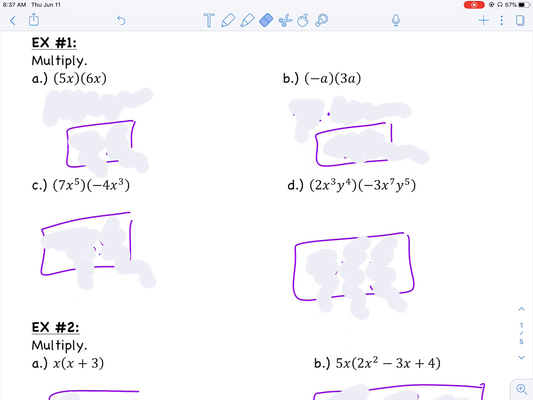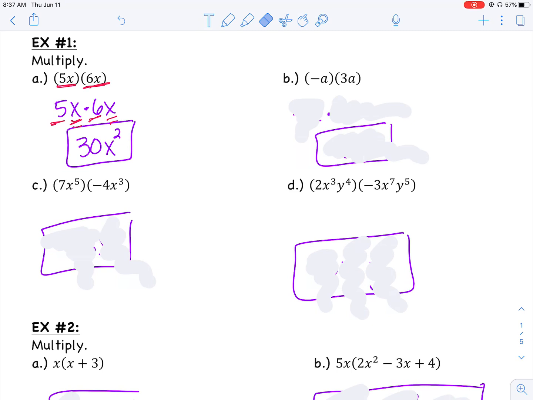Looking at example number 1, it looks like we have two polynomials here. We have a 5x, and remember when the parentheses are right next to each other, it means multiply. So we're going to take this 5x and we're going to multiply it by a 6x. So another way of writing that would be 5x times 6x. Remember, we're going to multiply the coefficients together. So I have a 5 times 6, that gives me 30. And then if I have x times x, they're the same base, so I should be able to combine them by adding their exponents. So my final answer would be 30x squared.